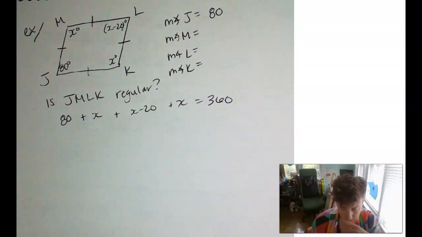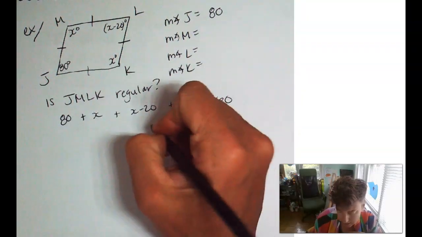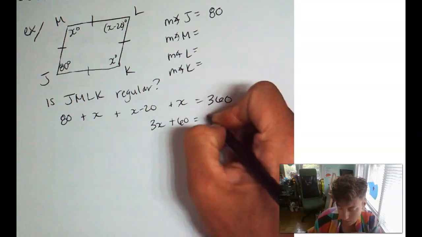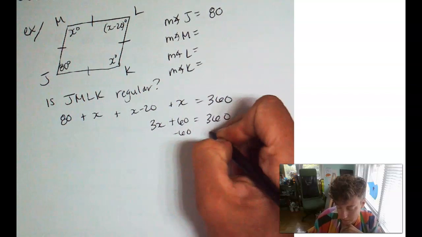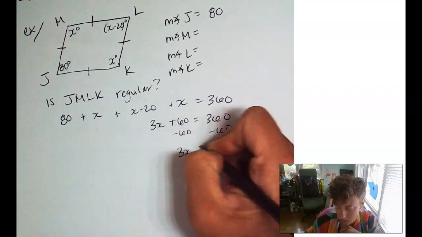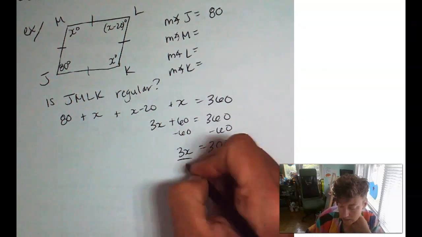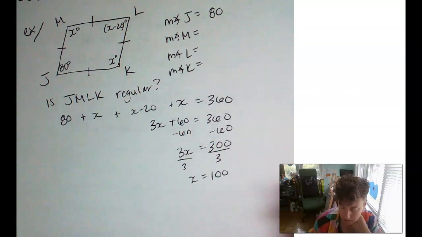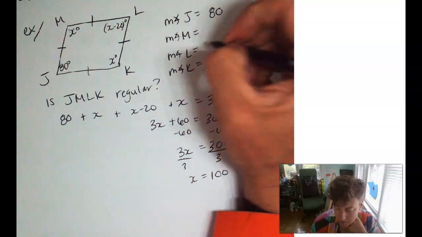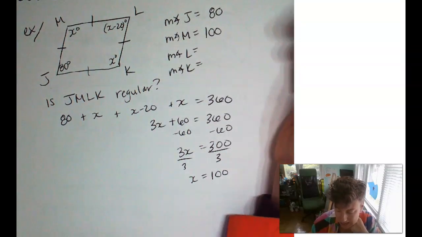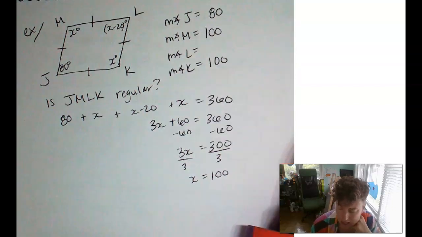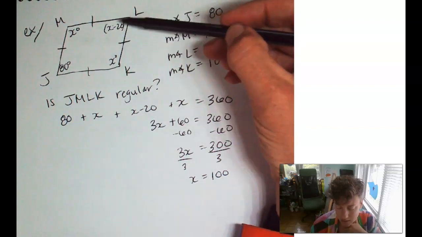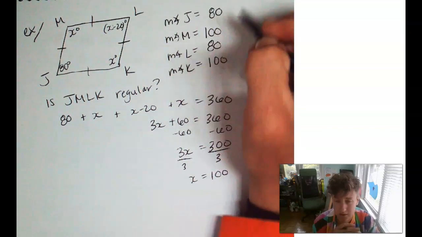If we add all our like terms, we got 3x. 80 minus 20 is 60 equals 360. Subtract 60 on both sides, and we get 3x equals 300. Divide by 3, and we see that x equals 100, which means the measure of angle M is 100 degrees. The measure of angle K is also 100 degrees. And L is x minus 20, so 100 minus 20 is 80 degrees.